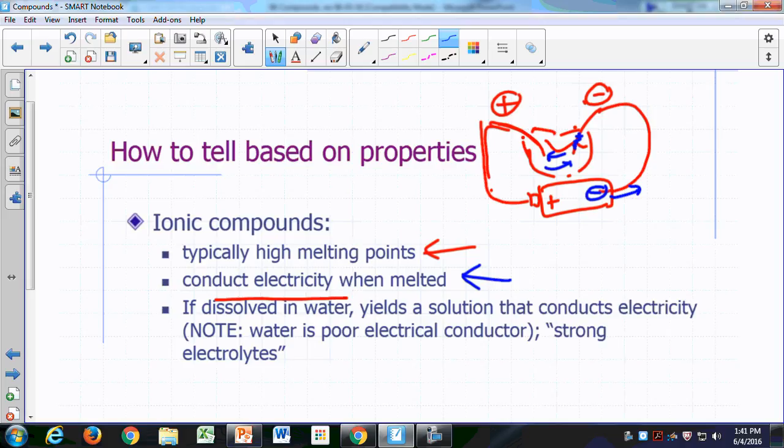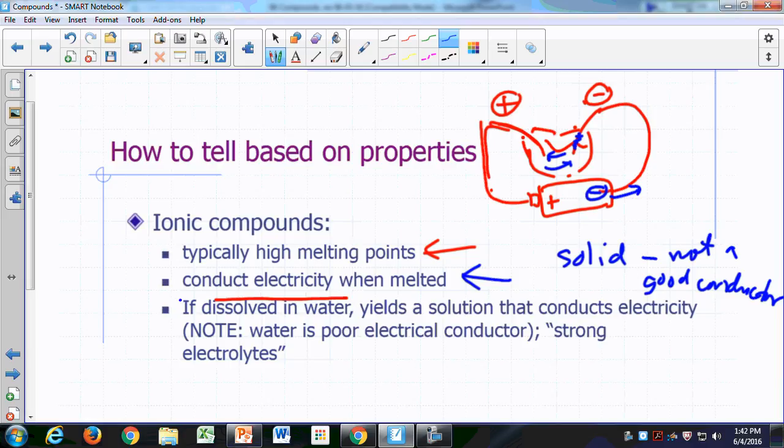Now, the solid itself is not a good conductor. The reason for that is the ions will have a very hard time moving in a solid, whereas they have more freedom of movement in a liquid. So molten salts are good electrical conductors. The ions can move freely in response to what we call an electric field.